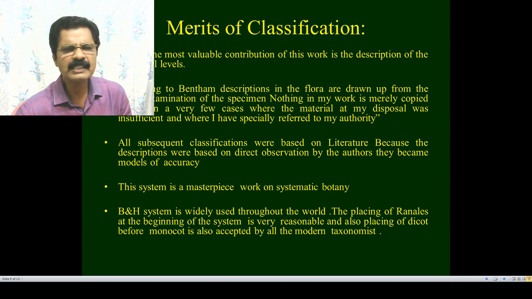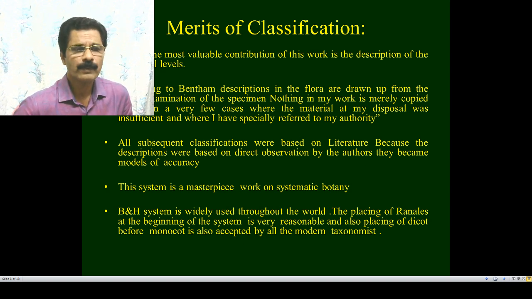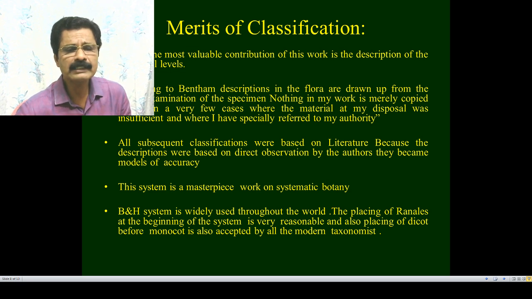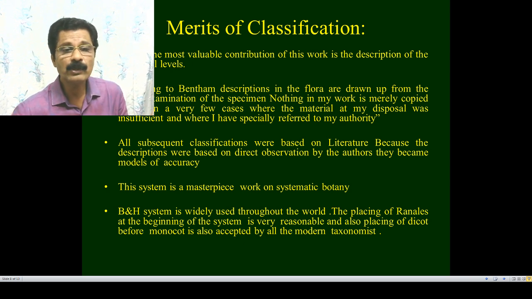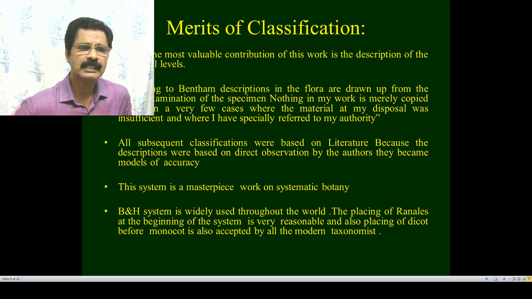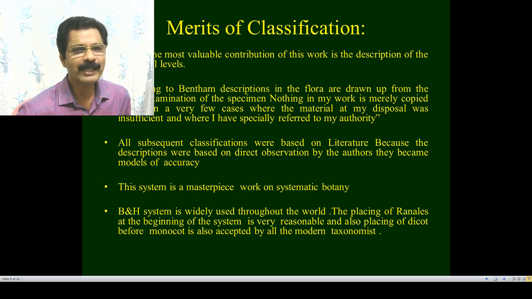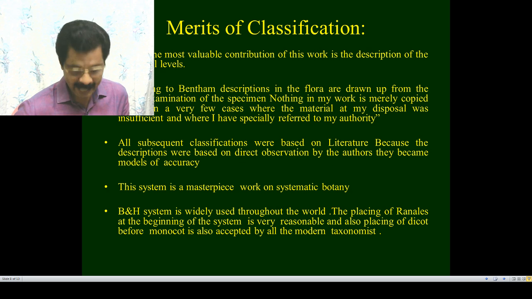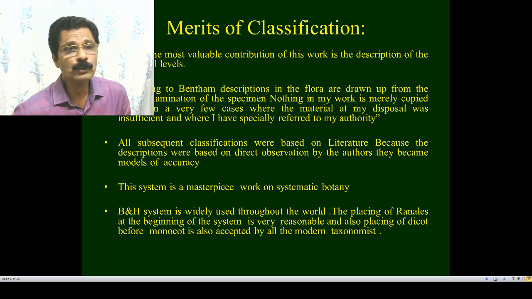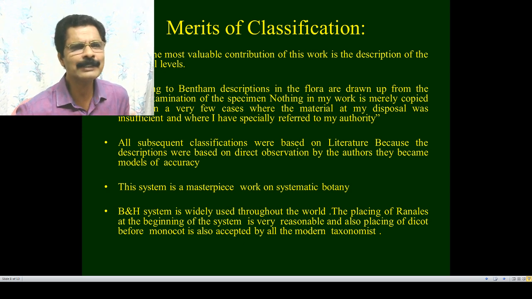This system is a masterpiece work on systematic botany. Bentham and Hooker's system is widely used throughout the world. The placing of Ranales at the beginning of the system is very reasonable, and placing dicot before monocot is also accepted by all modern taxonomists. Those are the merits of Bentham and Hooker's system of classification. Could you follow me? Okay. Then, what are the demerits of this classification? As far as I am concerned, there were no demerits in that century, solely merits.